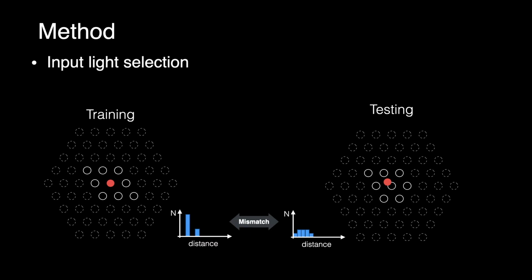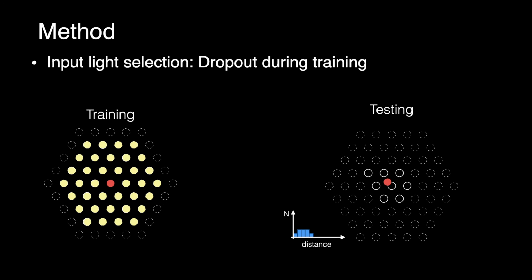In order to solve this problem, we utilize the idea of dropout when selecting the input lights. During training, we first select a larger set of neighbors, which is shown in yellow here, and then we randomly pick LEDs from this set as the input lights. In this way, the distance distribution between training and testing becomes more similar, and the prediction results are improved.